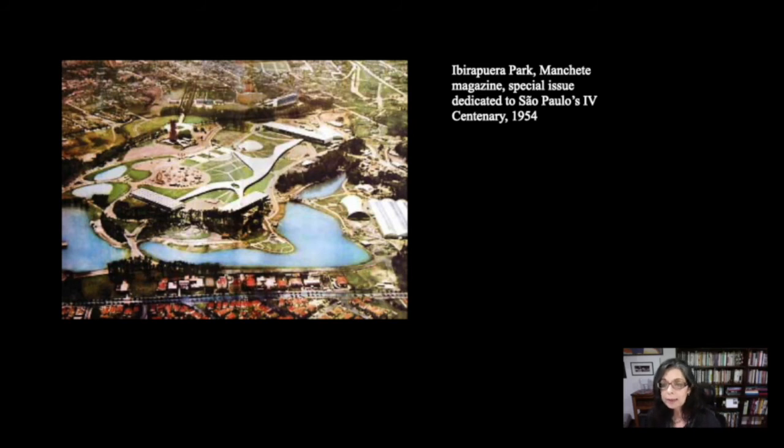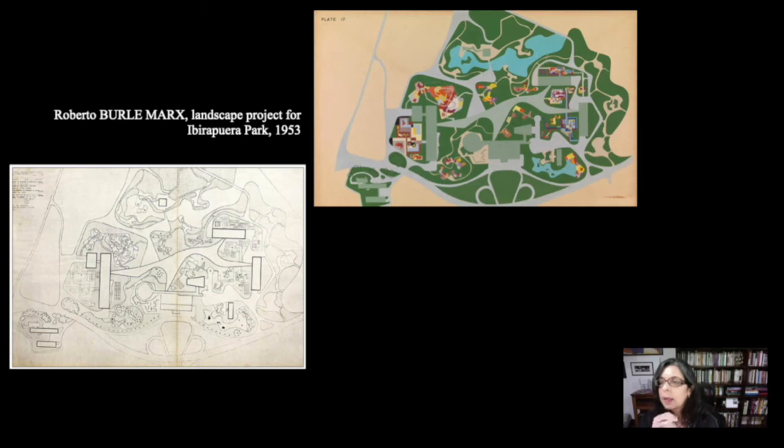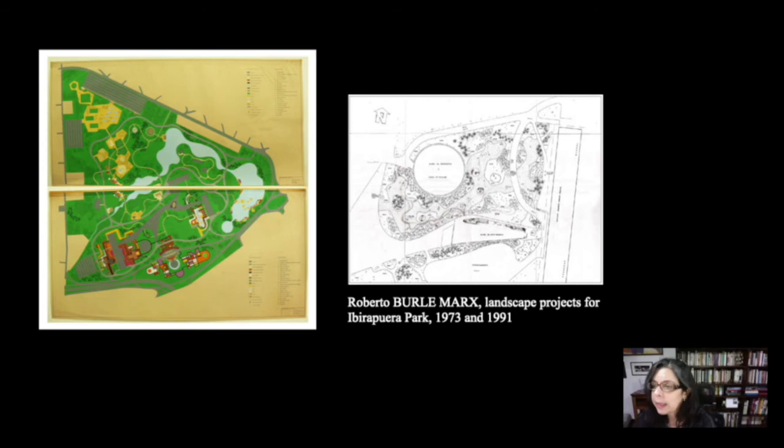Roberto Burle Marx did a landscape project for the park in 1953, but it was not executed. Nevertheless, it was considered a work of art and incorporated into the MoMA architecture collection in 1955. Burle Marx was invited again in 1973 and 1991 to create landscaping projects for the park. Only part of the latter was executed in the sculpture garden in front of the Modern Museum of Art.